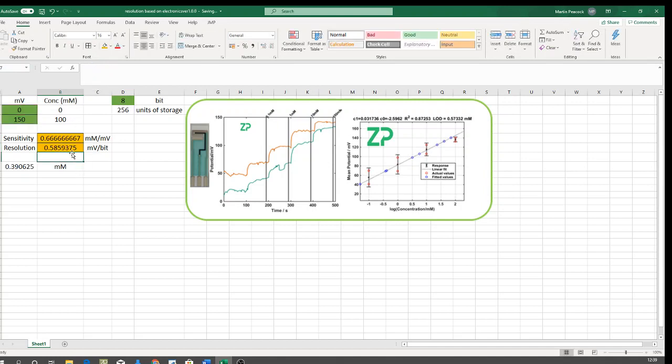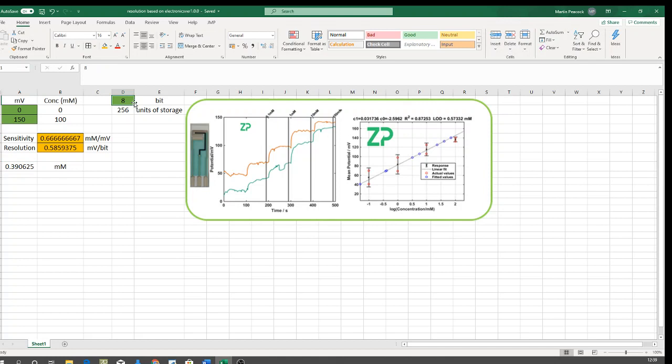So our resolution is the millivolt scale, so 150 there, divided by the number of units of storage. So we can resolve 0.58 millivolts per bit. If we times this by this, we come up with a value of 0.39. So that basically tells us that this chip can resolve chemical changes of approximately 0.39.